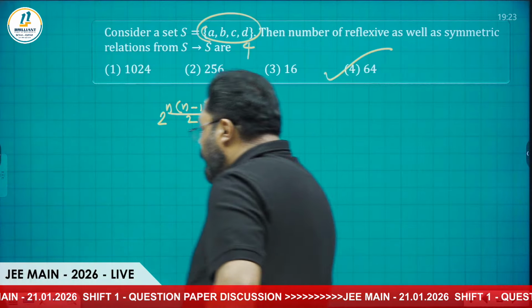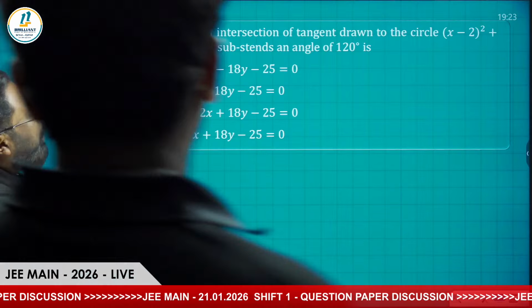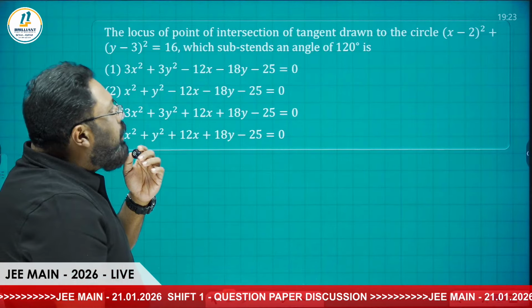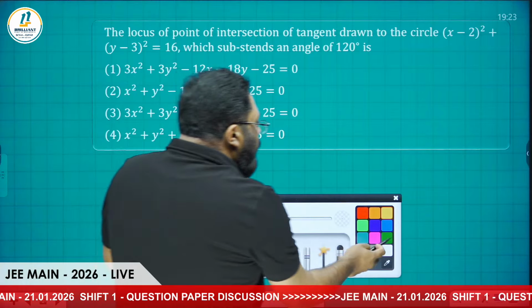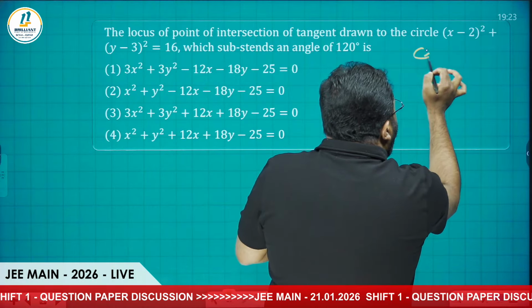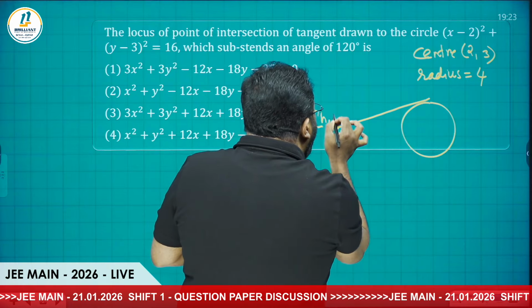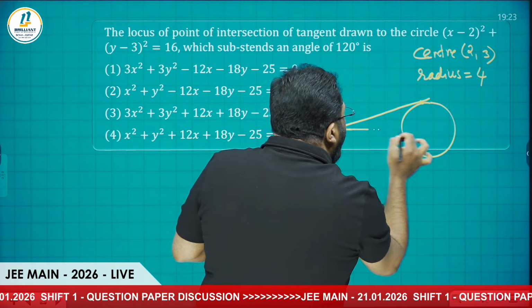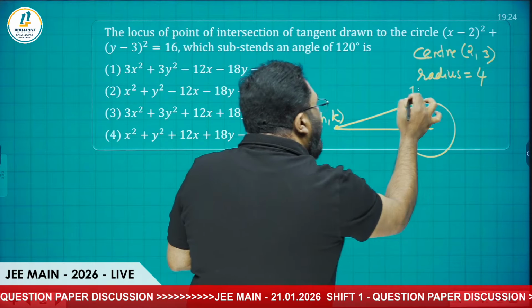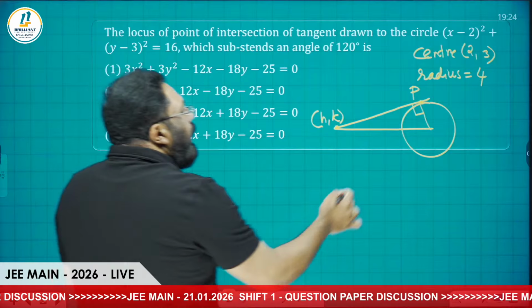Next question, my dears. Just look at the question here. The locus of the point of intersection of the tangents drawn to the circle. They are giving you the circle here. This is a circle with center (2, 3) and radius equal to 4, the standard form of the circle. A tangent is drawn from the point, let's say (h, k), to the circle. We definitely know that this makes an angle of 90 degrees here.